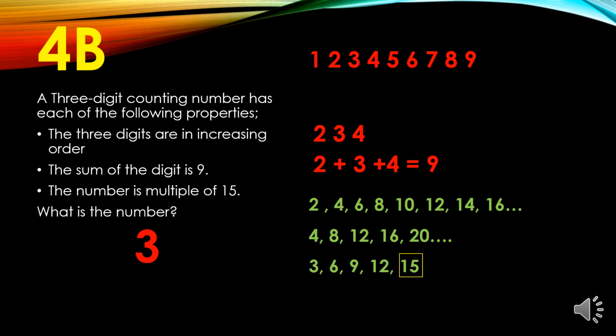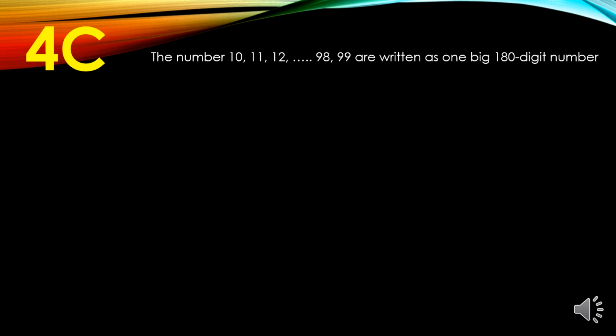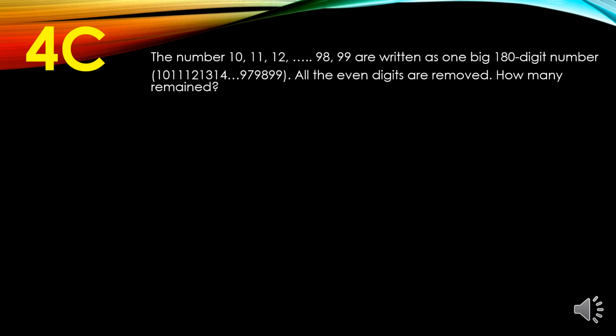Okay, let's proceed. 4C. For 4C, the numbers 10, 11, 12, and so on until 98, 99 are written as one big multi-digit number: 10, 11, 12, 13, 14, and so on up to 97, 98, 99. All the even digits are removed. How many remain? In this case, we need to separate it by level, let's say by the 10s, 20s, 30s, 40s, and so on, so that we can see and remove them.